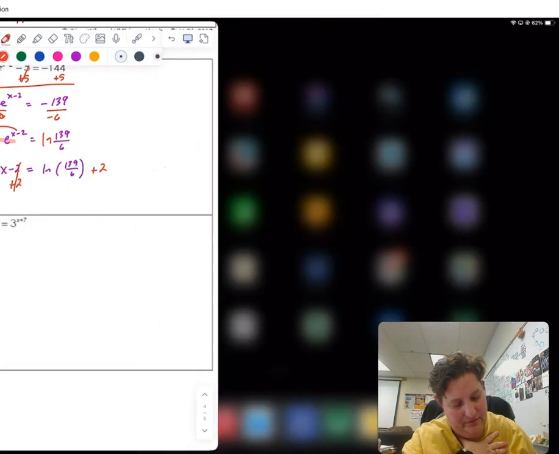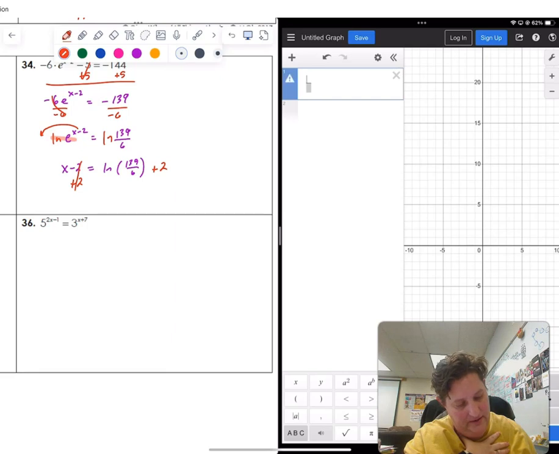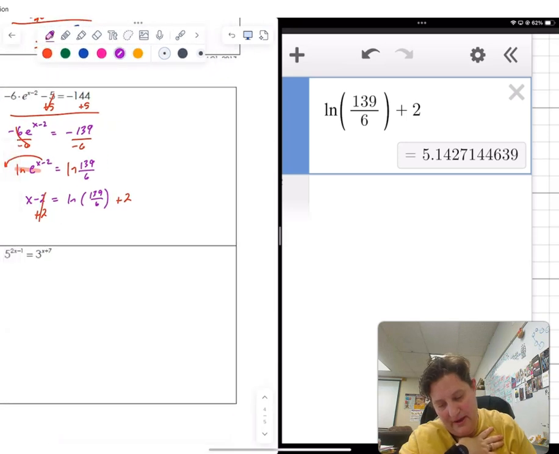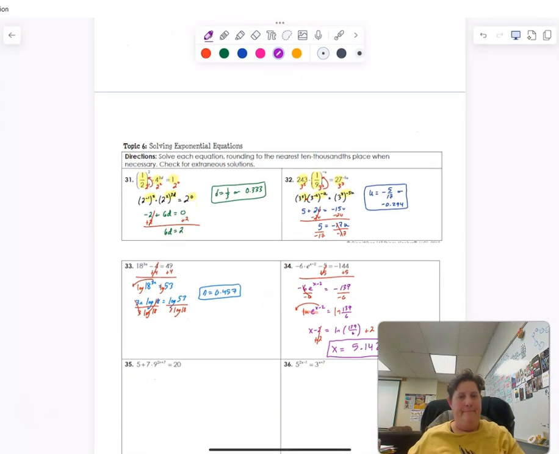And we're just going to go... Let's see here. ln... Nope, I don't need that divide by yet. ln of 139 divided by 6. And then on the outside, plus 2. Okay? And then there's my answer. X, put it down here, 5.142 or 5.143 if you round. All right.